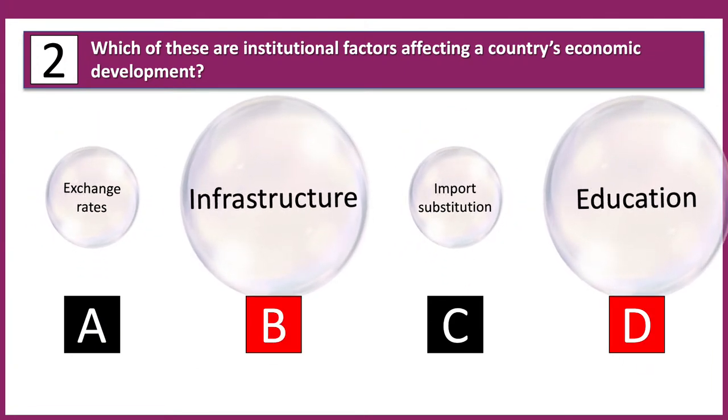Yeah, so institutions are part of the fabric of the economy. They're well-established structures and arrangements. So it's often good to look for the really long-term factors here. So we've got infrastructure and we've got education, both really long-term factors that affect the structure of the economy. Okie dokie, let's have a look at the next one.